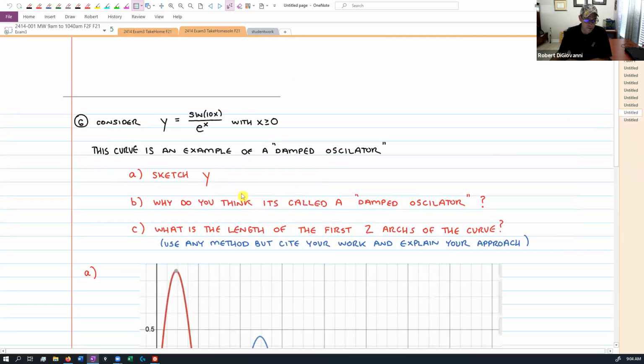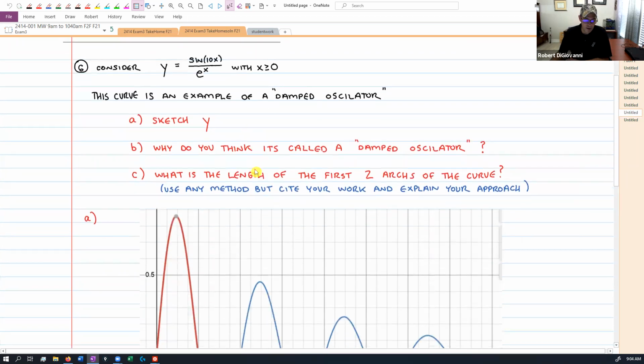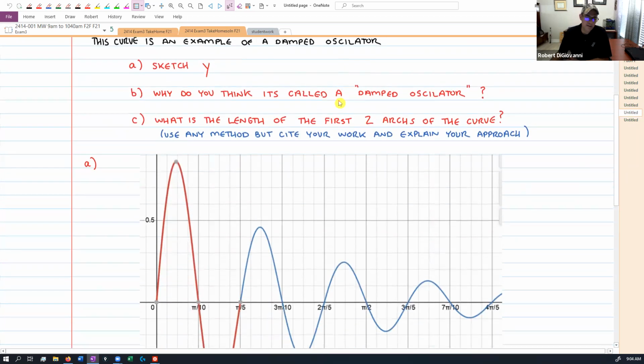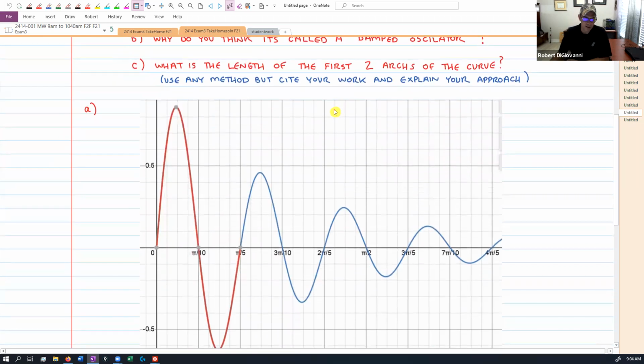This one wanted to find the arc length. So a damped oscillator, I had different answers. Most people understood. A damped oscillator is just something that oscillates, but as you go out, the amplitude starts to shrink. And so it's damped.